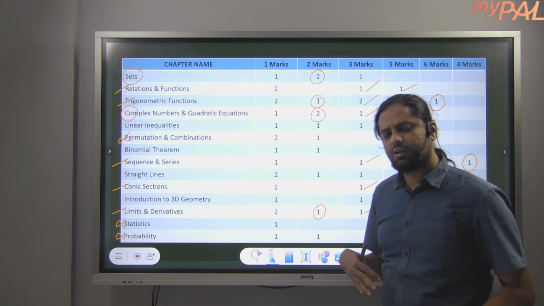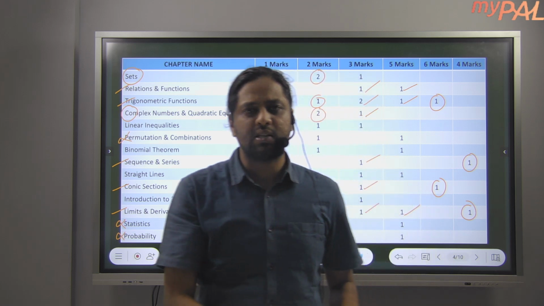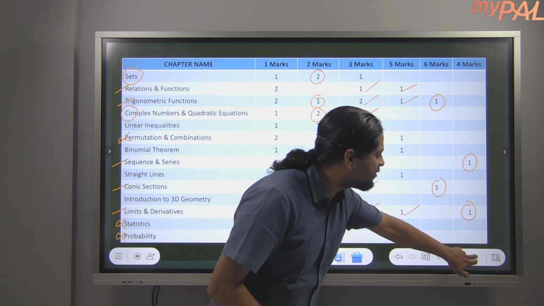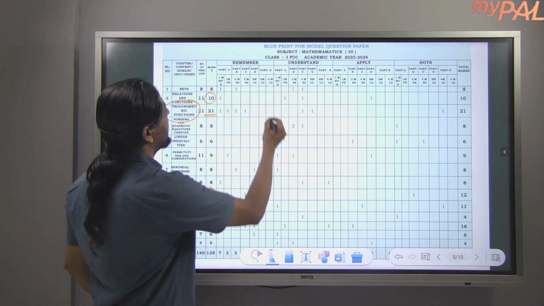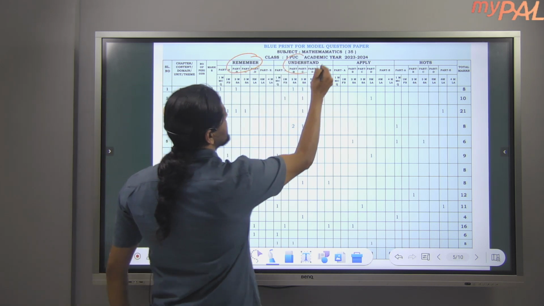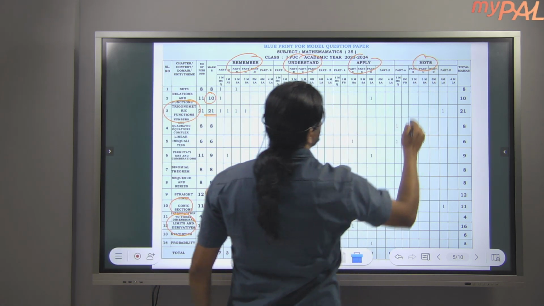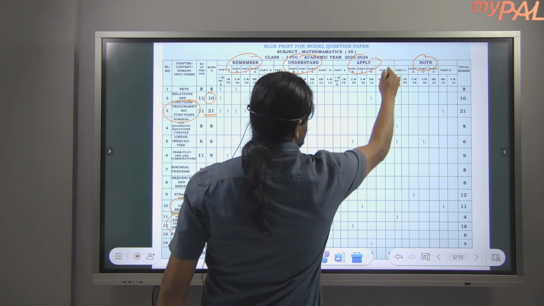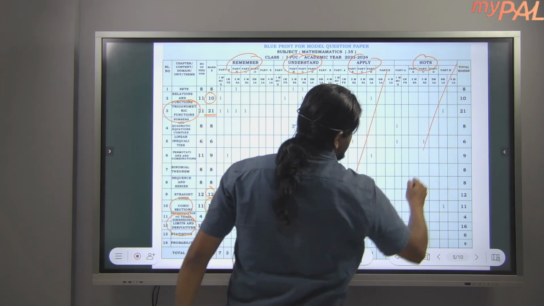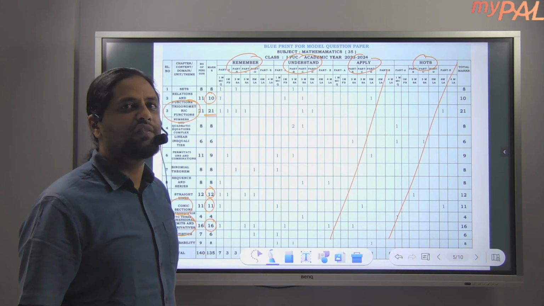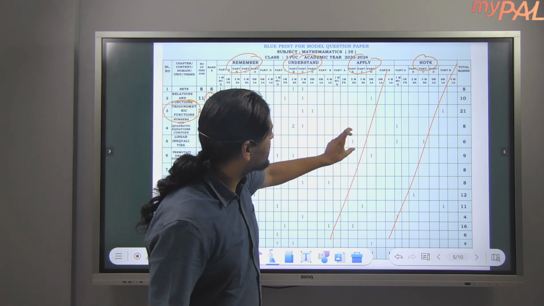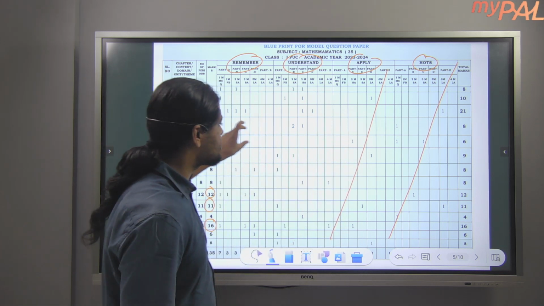But if you want to deep dive into it and make things better, what you just have to look at in the blueprint is there are 4 categories. Remember, understand, apply, and HOTS. Questions in the HOTS and apply categories are the difficult kind of questions. So you can figure out, okay, this 2 marker I'm getting from this chapter is going to be difficult.